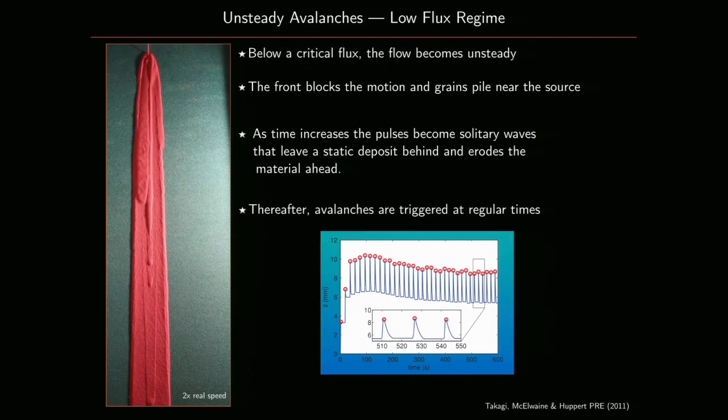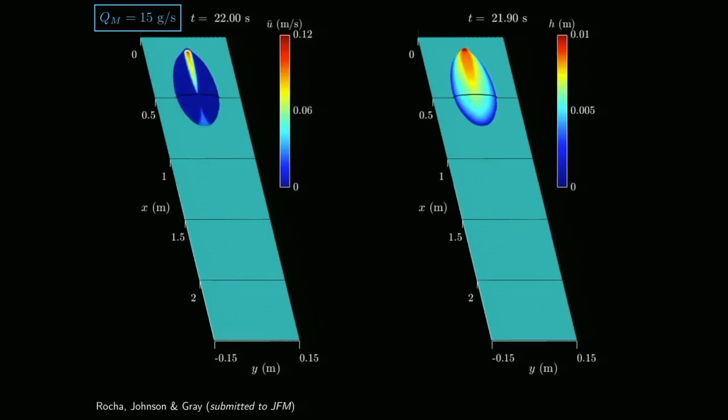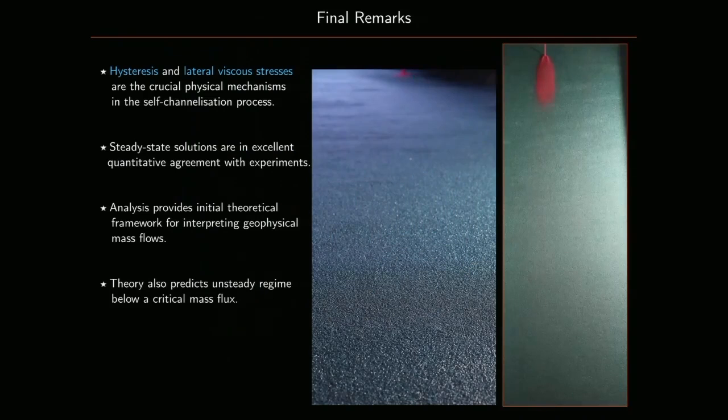The question is, can we model this? We do the same numerical experiment, but with a lower mass flux. What we get is this pulsating pattern with the backward-propagating wave until the source, and then it fails again, sending these solitary waves. And if we compute the thickness profile, we get a very similar pattern to the experiment. So with that, I come to my conclusions, and thank you very much.